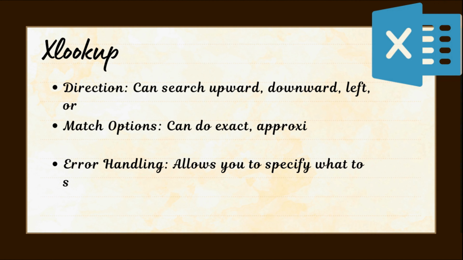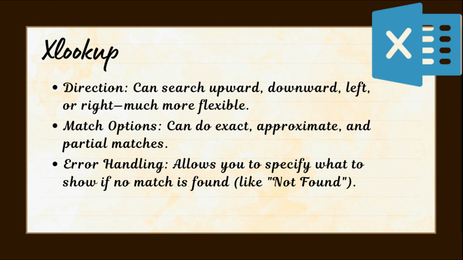XLOOKUP. Direction: it can search upward, downward, left, or right, much more flexible. Match options: it can do exact, approximate, and partial matches. Error handling: it allows you to specify what to show if no match is found.